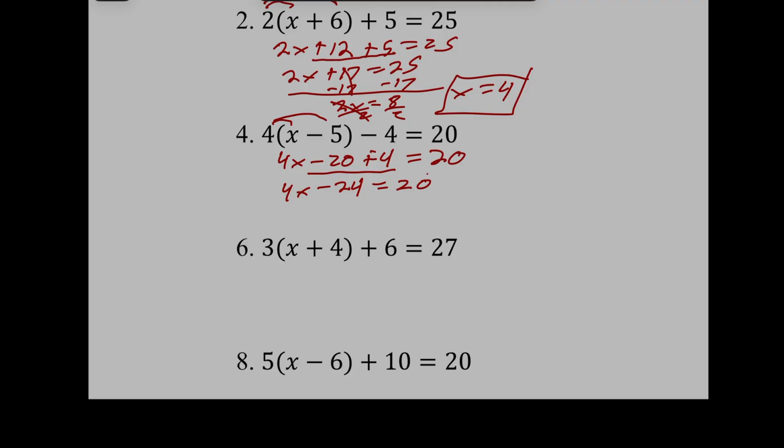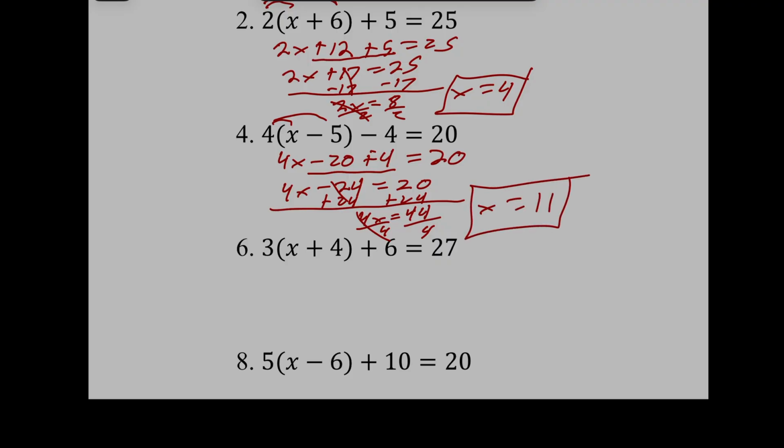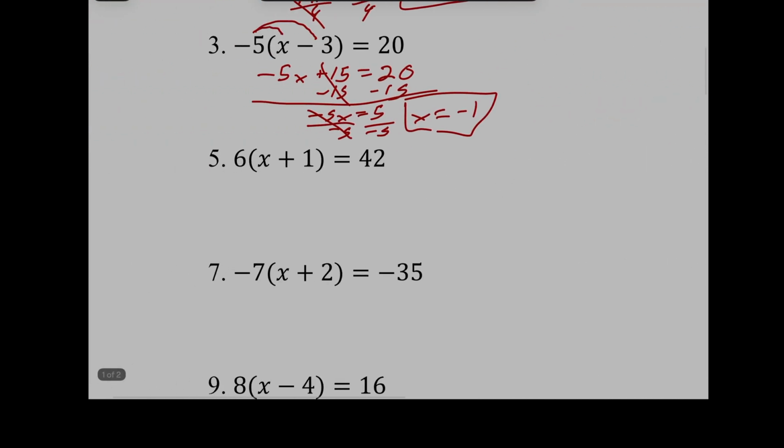So now, letters on one side, numbers on the other. I need to move the 24. I'm just rearranging the furniture. I'm just moving people to other sides. I'm going to get 4x equals 20 plus 24 would be a 44. And if I divide by 4 on each side, you could probably see that x equals 11. Okay, let's go on to number 5 here.